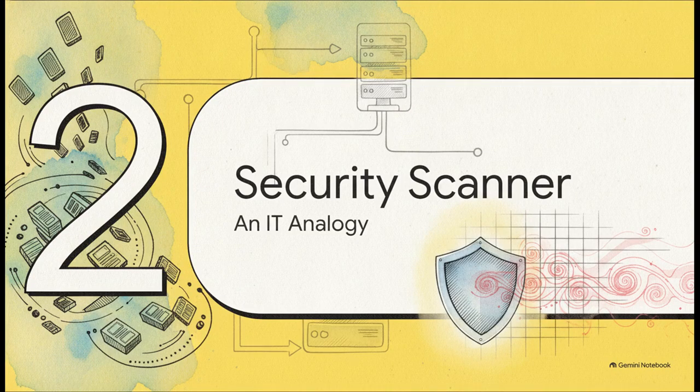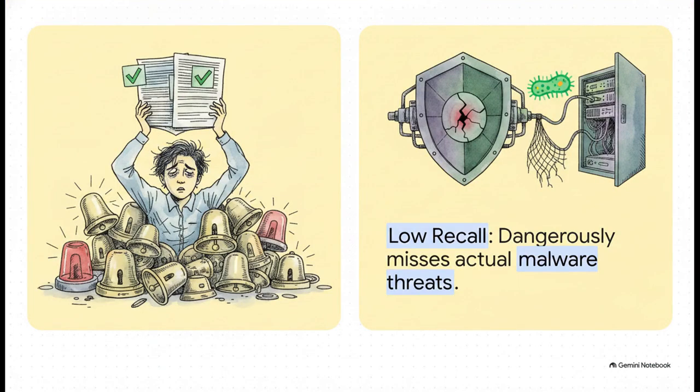Now, what's really interesting about this is how we can frame it in a way every IT pro understands. To map these abstract statistical terms directly into our daily IT reality, let's use a scenario we are all super familiar with, configuring a next-gen enterprise malware scanner. Look, if your scanner has low precision, it's going to generate a massive flood of false alarms, flagging perfectly safe system files as malware. And what happens?